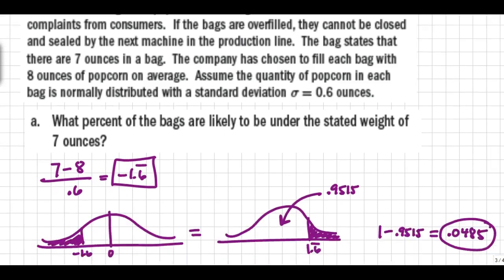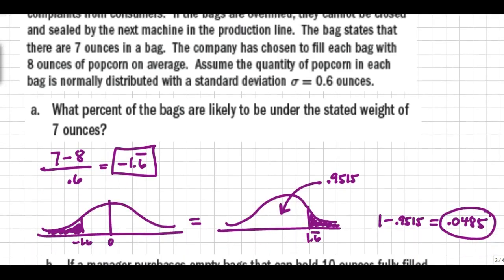So now we need to figure out what it is that we're calculating when we look that number up in the table or when we calculate it on the calculator. First of all, let's draw where negative 1.6 is and figure out which part of the graph we're looking for.